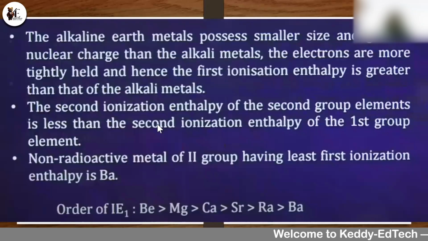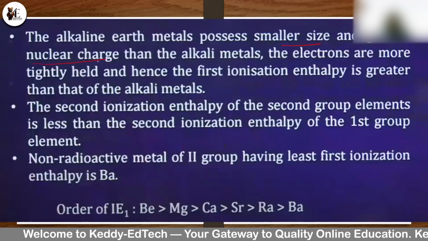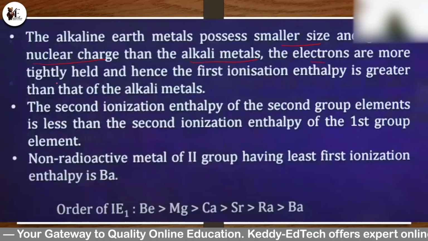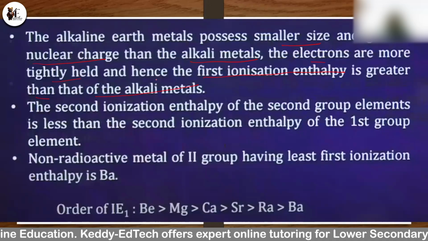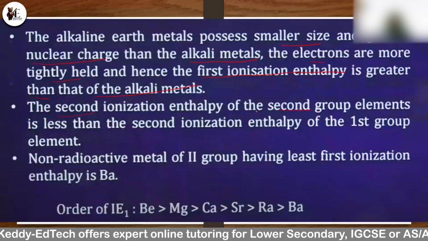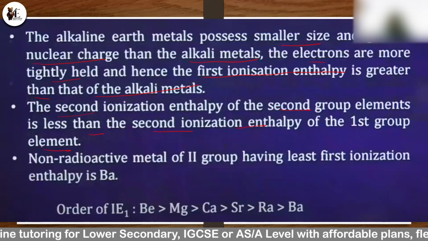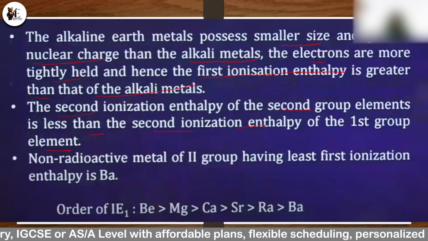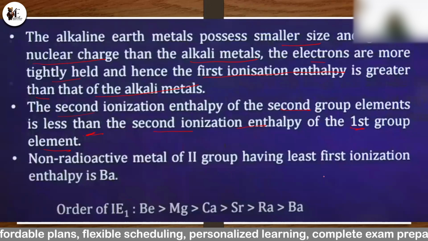So, here it is written that alkaline earth metals possess smaller size and greater nuclear charge. They have greater nuclear charge, that means a greater number of protons than the alkali metals. So the electrons are more tightly held and hence the first ionization enthalpy is greater than that of the alkali metals. The second ionization enthalpy of the second group elements is less than that of the first group elements. What is second ionization enthalpy? The energy required to remove the second electron after removing the first electron. So it is less for the alkaline earth metals as compared to the alkali metals.